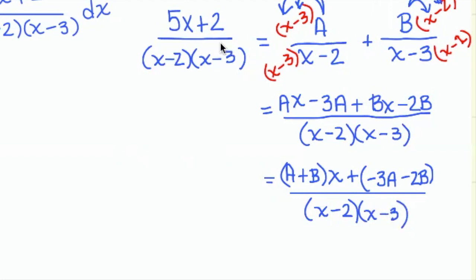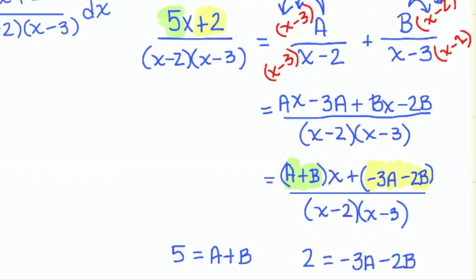So my coefficient on x on the left is a 5. On the right, that coefficient is A plus B. So I'm going to set those equal to each other. Coefficient of 5 equals A plus B. Then I'm going to compare my constant terms. I have a plus 2 on the left, and I have minus 3A minus 2B on the right. So I have 2 equals negative 3A minus 2B.